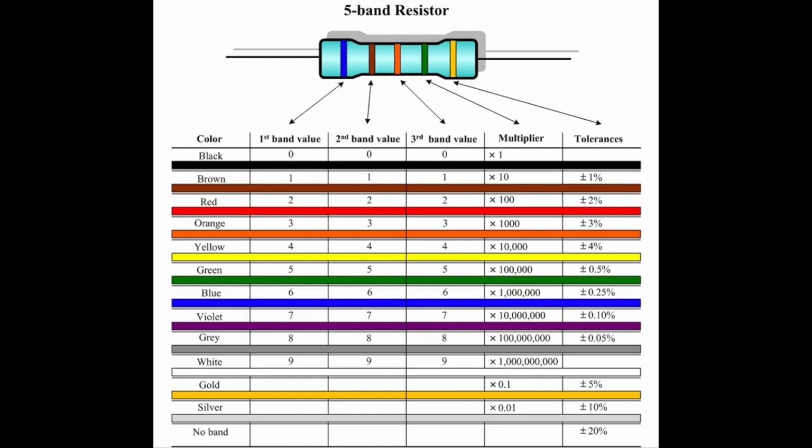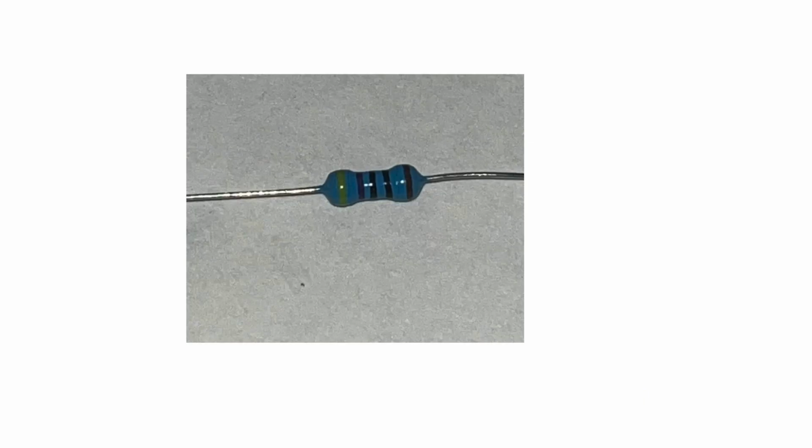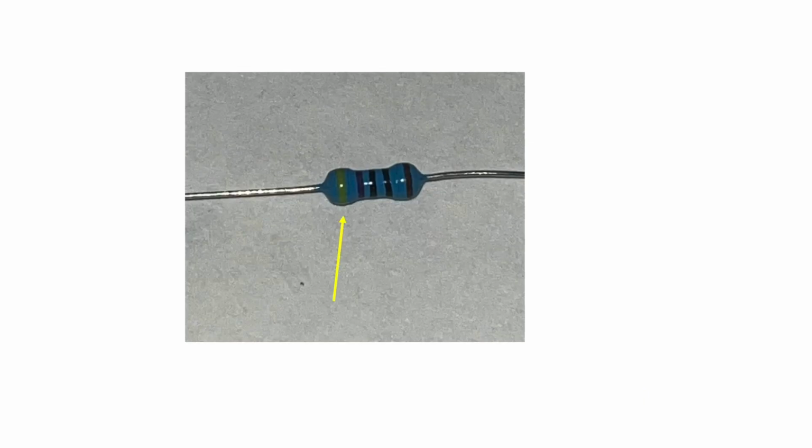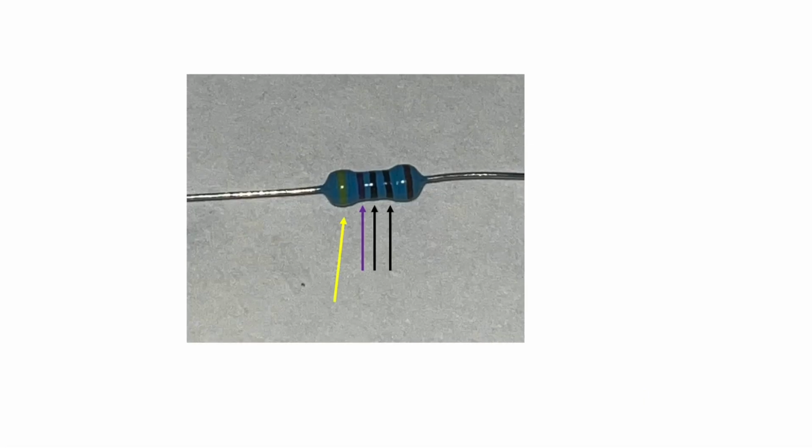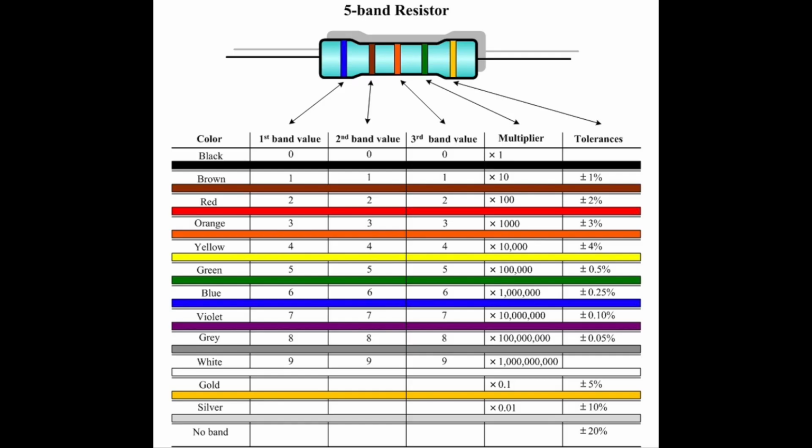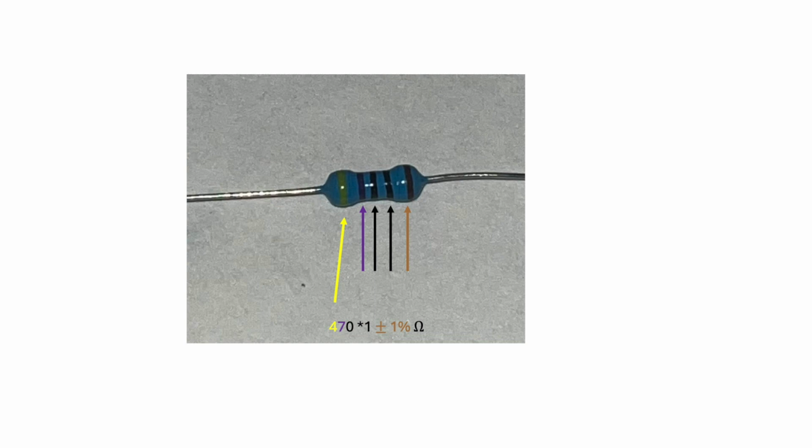First, how to read a resistor. Printed on the side of a resistor are color bands that give information on what the resistance is supposed to be. For example, on this resistor there are 5 bands, a yellow one, a purple one, 2 black ones, and then a brown one. Looking back to this chart for reference, it can be read that this resistor is supposed to be 470 ohms, give or take 1%.